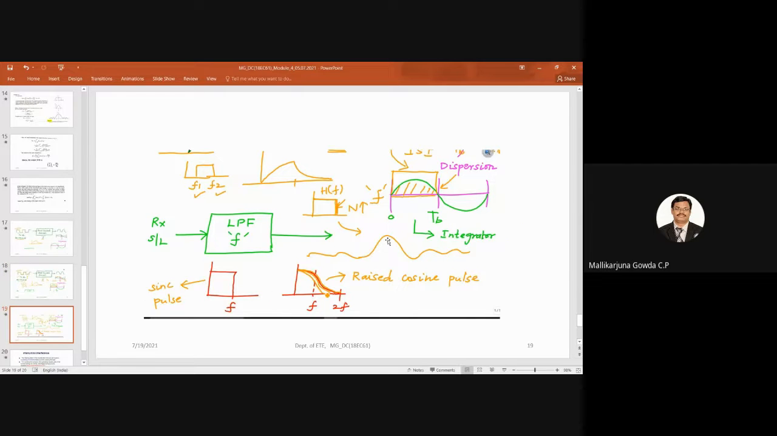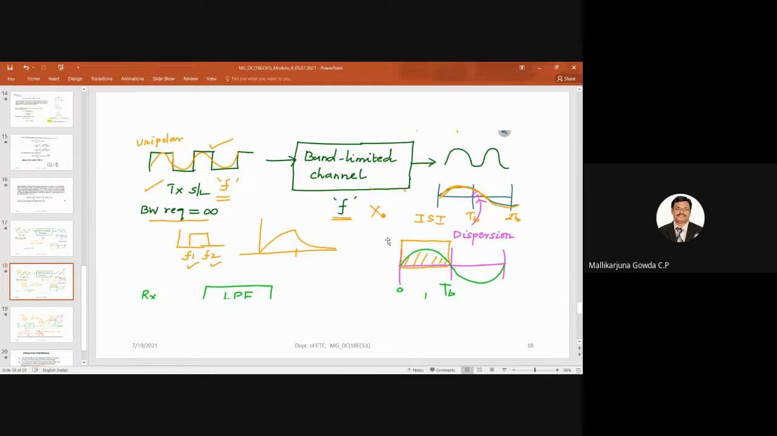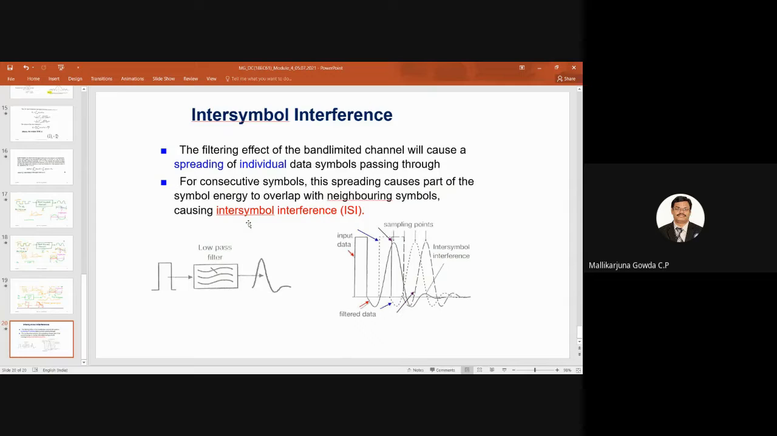I hope you can, of course, you may not be straight away able to get the visualization of that. Let me take a proper example. Are you able to see this diagram? Here, I have given a rectangular pulse as the input, and this is a filter, which is a low pass filter. So the output of that will be like the sinc function.